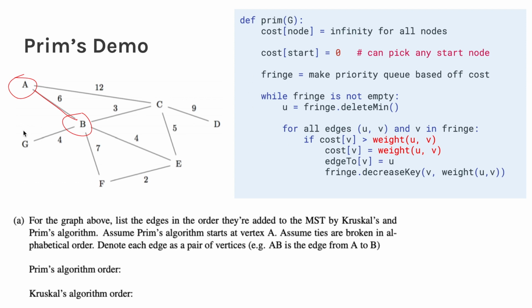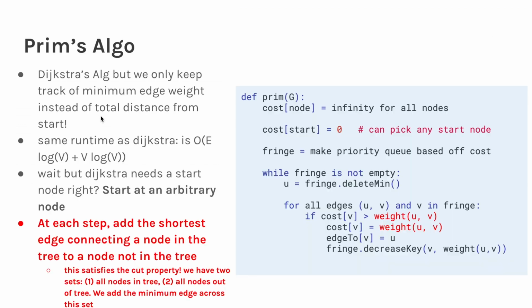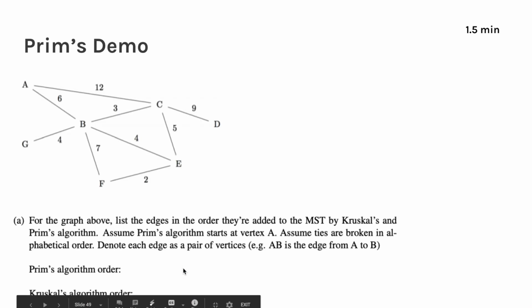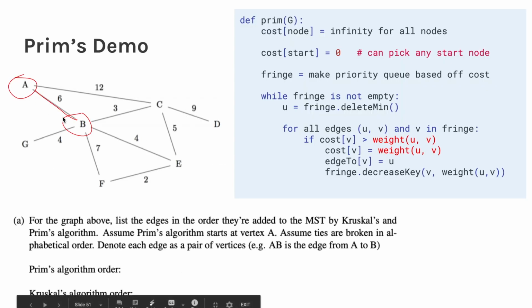Although, essentially, the only thing you need to really keep in mind with Prim's is this last bullet point here, which is: at each step, add the shortest edge connecting a node in the tree to a node not in the tree. So we can just think about, okay, this is the tree we have so far. Don't even worry about the pseudocode for Prim's.